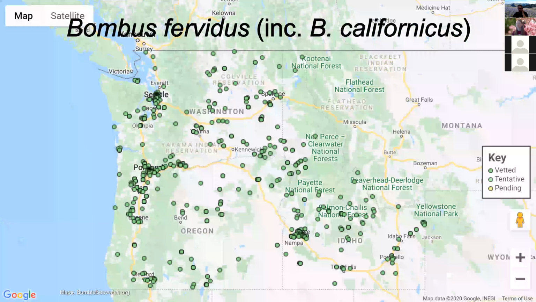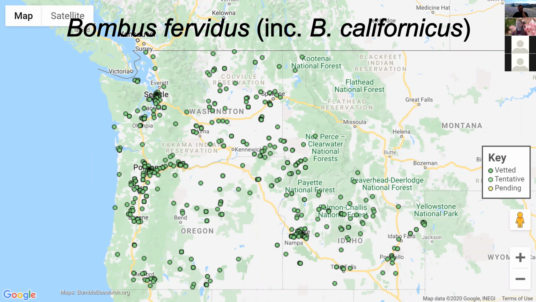This species can be locally common. It is common in some of the urban areas. So you can see there's a lot of observations in and around Portland and Seattle, some in the Intermountain West. We don't see it too much in the mountains, interestingly enough. So it's an interesting pattern for this bee that isn't necessarily the same as some of the other patterns that we see with bees.